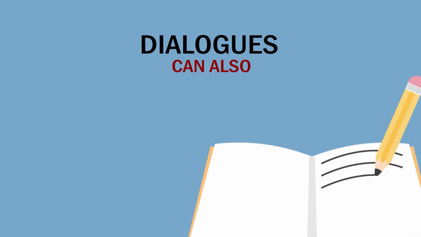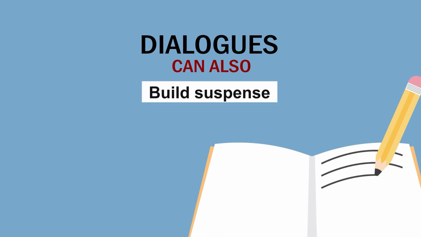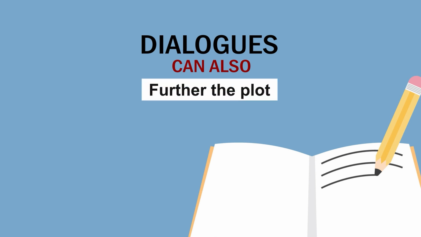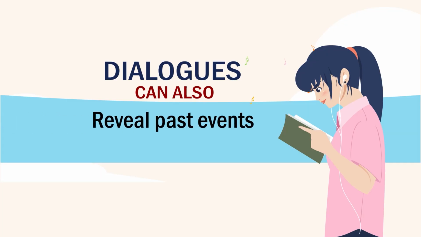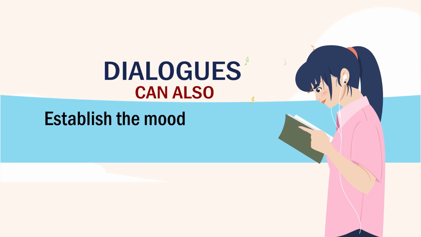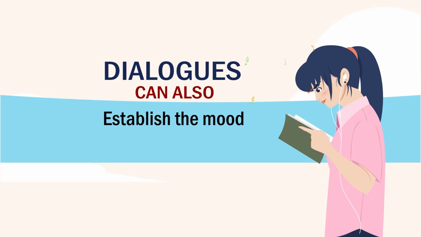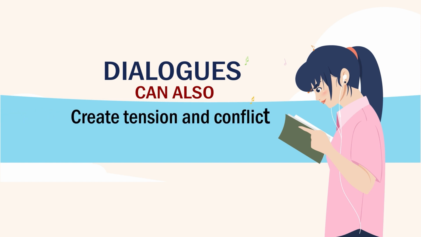Writers often use dialogue to build suspense. The plot can be furthered through the use of dialogues, and timelines can be shifted. The pace of a narrative can pick up or can be slowed down using dialogues. Conversations between characters can reveal past events. Writers very often use dialogues to establish the mood. Tension and conflicts between characters are also marked through dialogues.